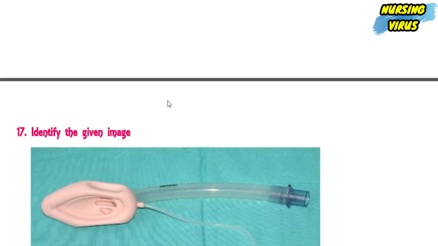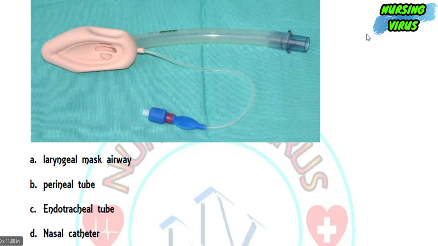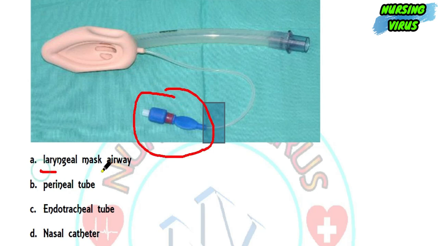The next question, identify the given image below. The options are laryngeal mask airway, perineal tube, endotracheal tube, and nasal catheter. Everyone knows. When there is an inflating area where it is present, that is a laryngeal mask airway. It is a very clear and easy question only.